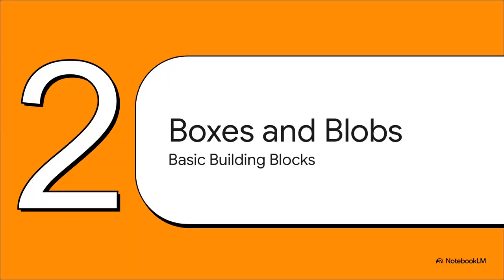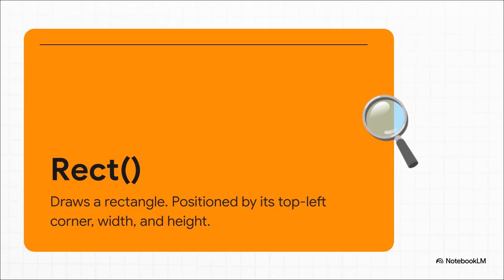All right, toolkit is open. Let's grab our first two tools. These are the absolute workhorses of digital drawing, the rectangle and the oval. You'd be amazed what you can build with just these two shapes. So meet the rect function. It's super simple. To draw a rectangle, you just need to tell it four things: the x and y for its top left corner, and then how wide and how tall it should be.